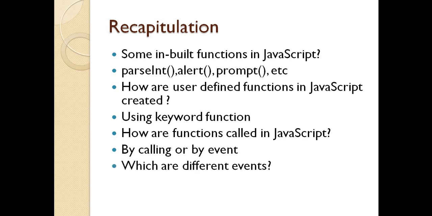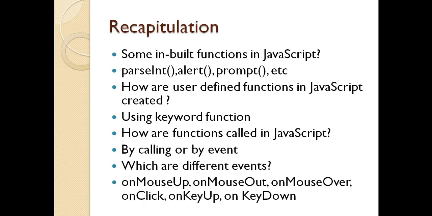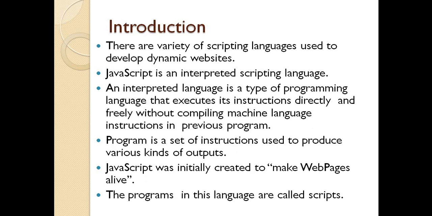Which are the different events? Now events, again, if you remember, they are categorized in different ways. Mouse driven, that is mouse events, and second is keyboard events. So your on mouse up, on mouse out, on mouse over, on click are mouse events. Then on key up and on key down are your keyboard events. So this is about your 11th standard, which we have completed. We have just revised the topics and now proceeding further to the 12th standard.